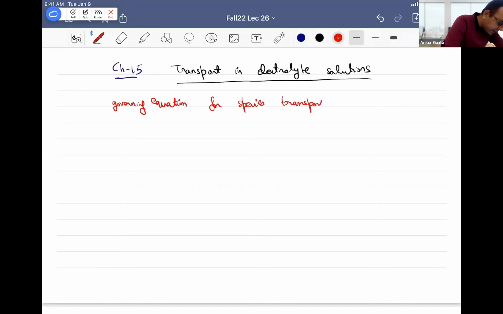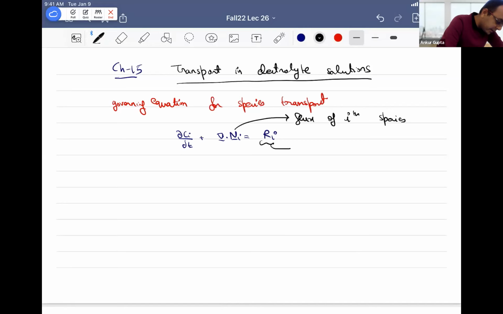Okay, so now we are going back, and we also discussed this in the concentration and momentum boundary layer and temperature boundary layer, but the species equation is ∂Ci/∂t, and I will use it like this for now. All right, okay. So remember that this Ni was the flux of the ith species. This was the volumetric reaction. And this was the accumulation term, right?